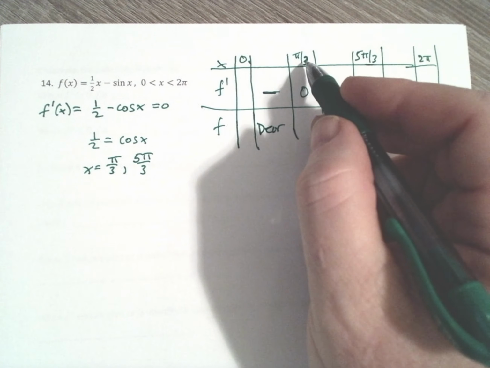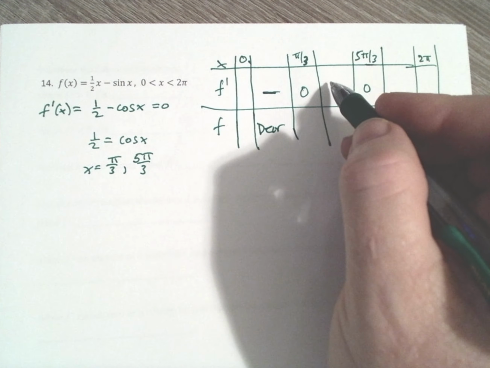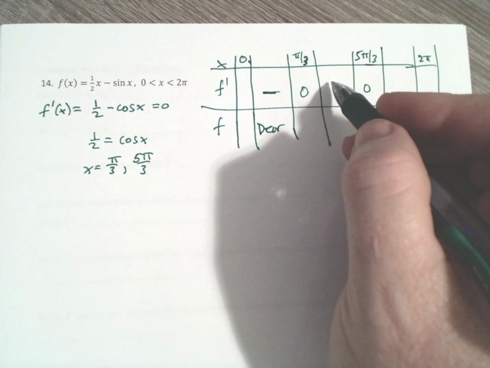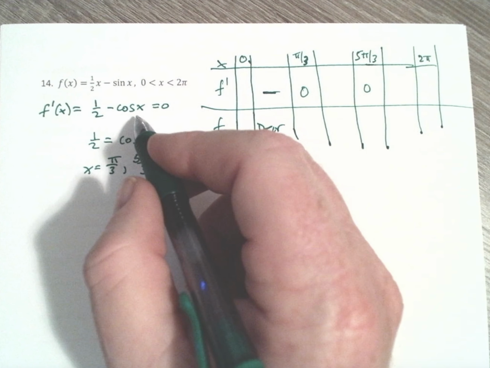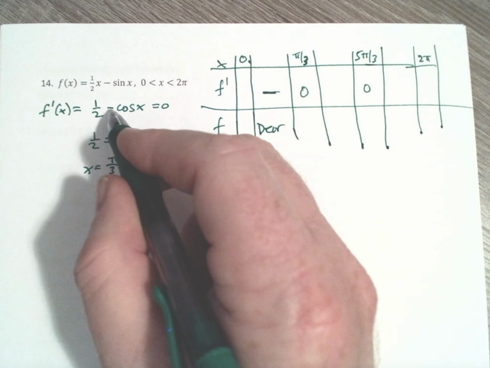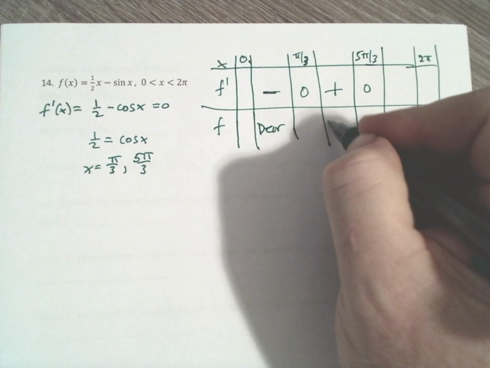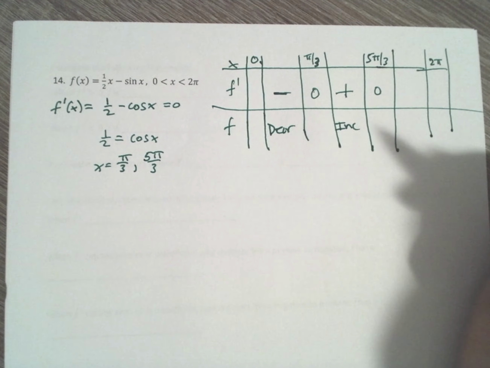Pick an angle in between pi over 3 and 5 pi over 3. The easiest angle would be to pick pi. The cosine of pi is -1, and 1/2 minus -1 is going to be a positive number. So we're going to be increasing.